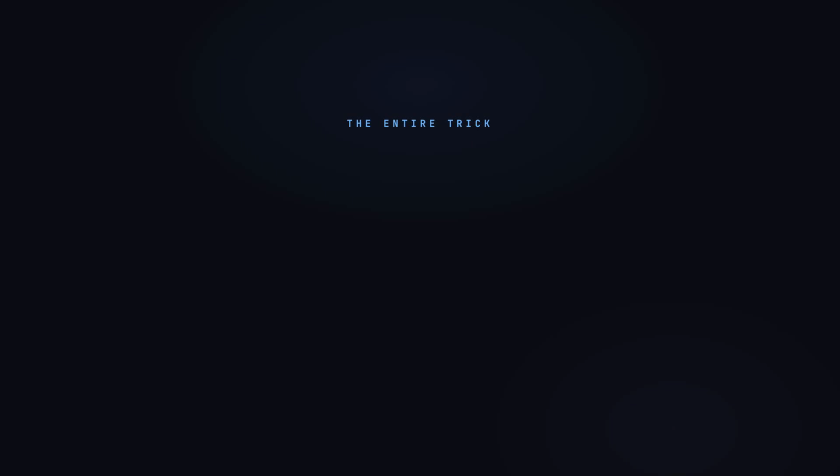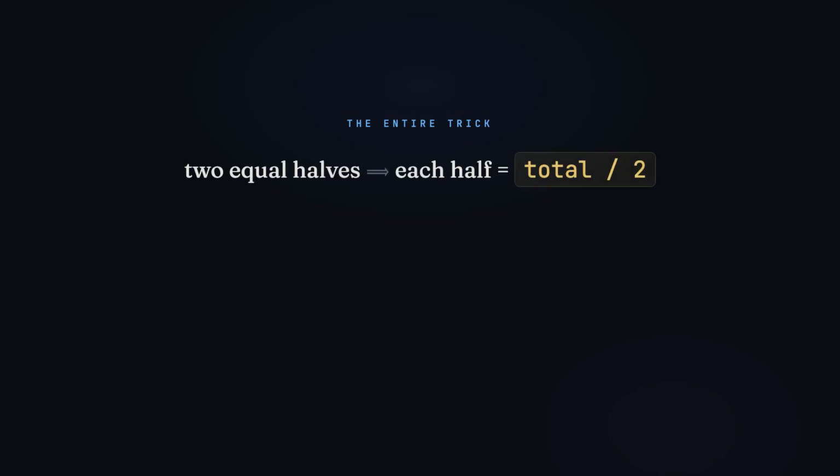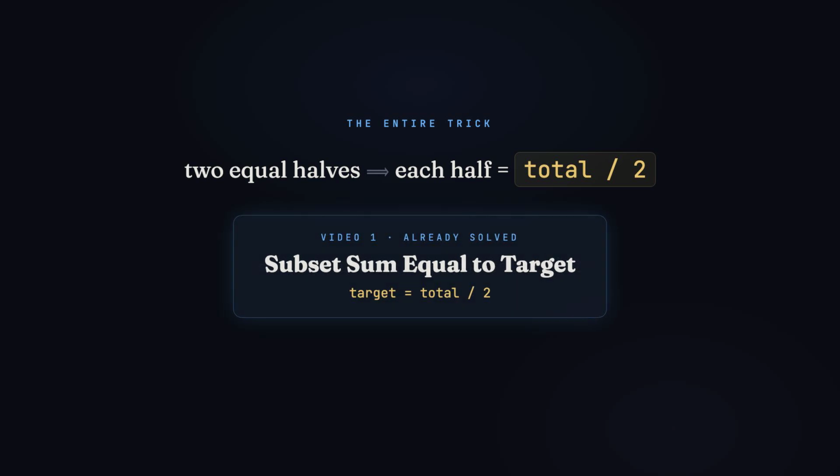Now, the entire trick. If two halves are equal, each must sum to exactly total divided by 2. So the question transforms: is there any subset that sums to total over 2? Stop. We have solved this before. This is exactly subset sum equal to target from the last video, wearing a disguise.